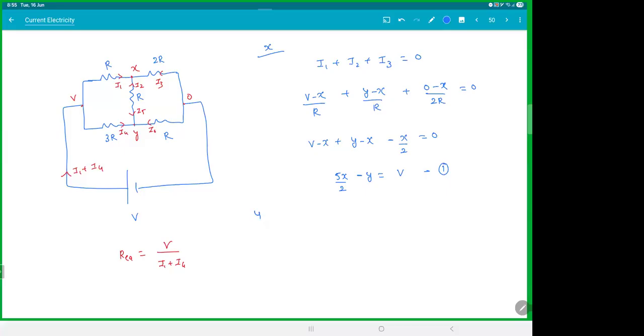And then when you do it for Y, I4 plus I5 plus I6 is 0. This is V minus Y by 3R plus X minus Y by R plus 0 minus Y by R is equal to 0. This would be V by 3, and 7Y by 3 minus X is equal to V by 3, equation 2. Got the same equations?